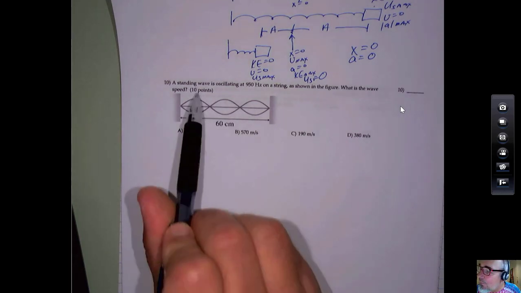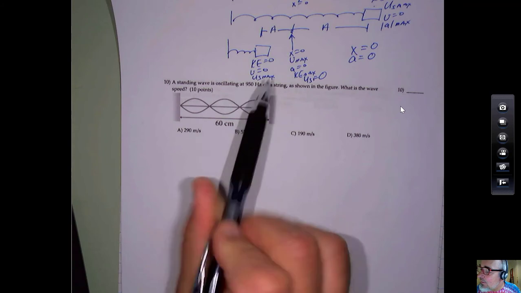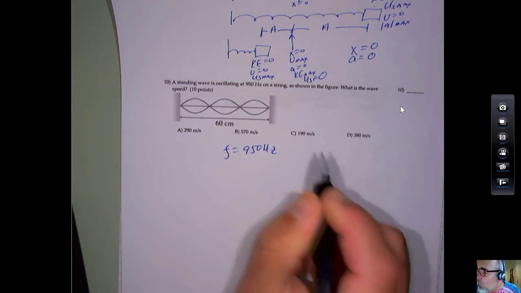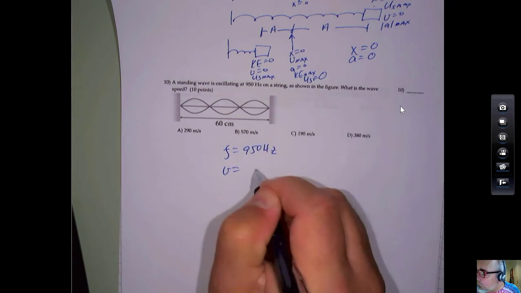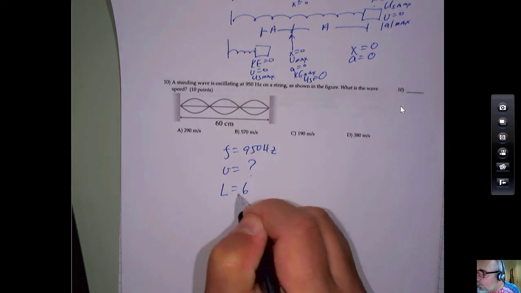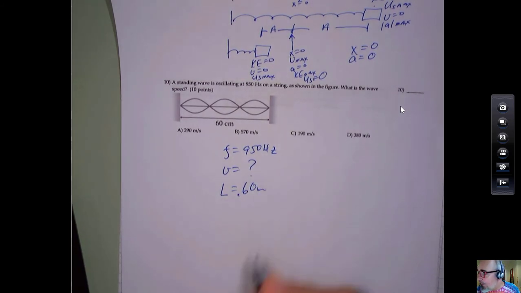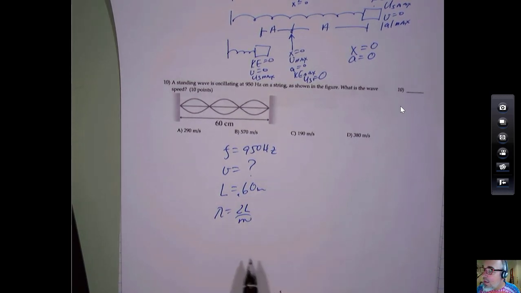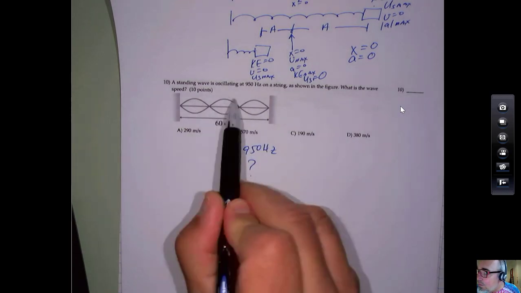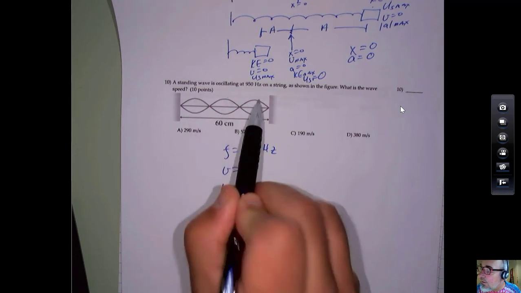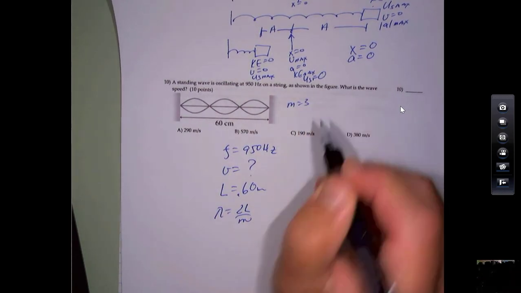Okay, another standing wave problem. Oscillating with a frequency of 950 hertz. What is the speed? Okay, the length is 0.6 meters. Now, that's not the wavelength, that's the actual length. The wavelength is 2L over M, and M is the mode. What's the mode of this? Count the amount of high spots here, the antinodes. 1, 2, 3. M is equal to 3, so you can get the wavelength.